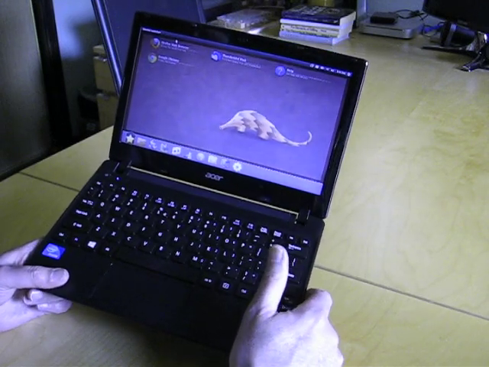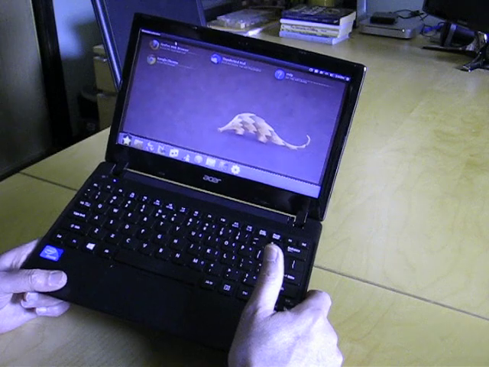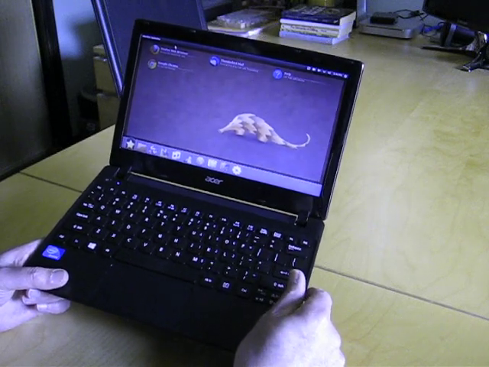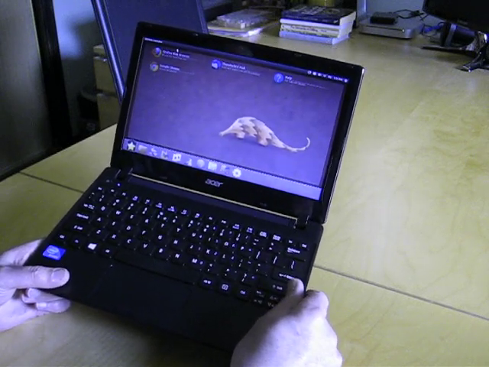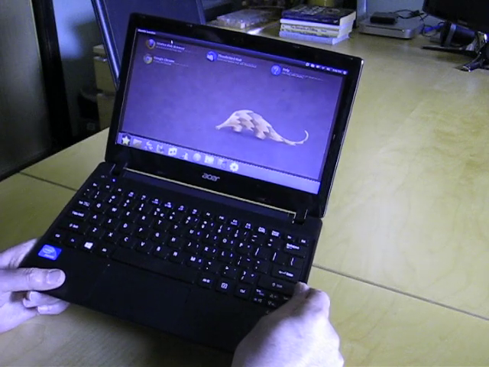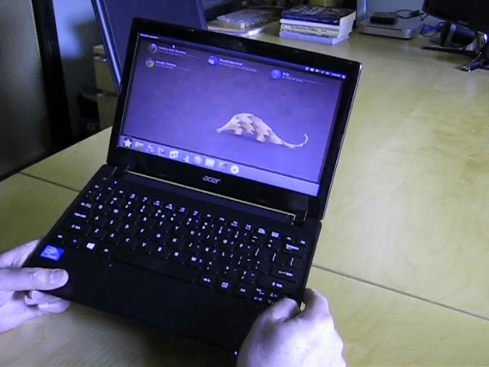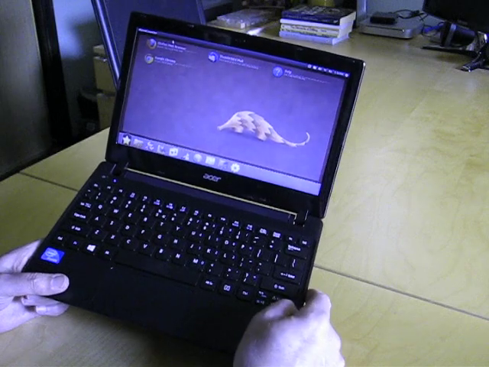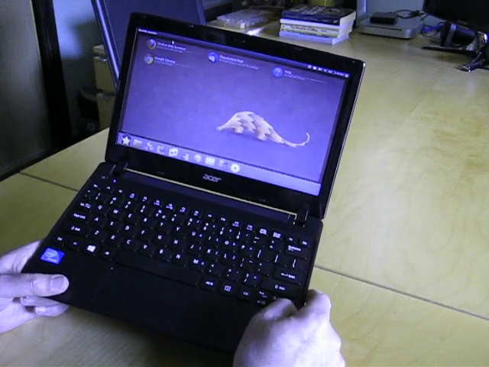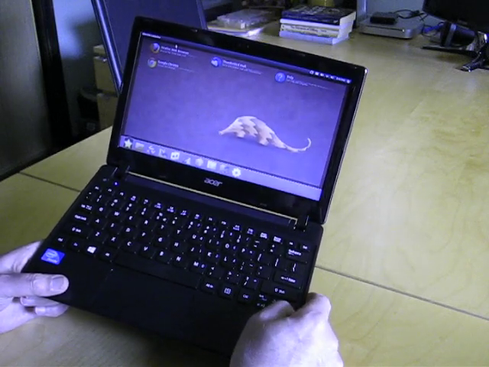At $330, this makes an excellent choice for a school deployment. It works perfectly with UberMix out of the box. No customizations are required. All in all, I think this may well be the best all-around small and inexpensive laptop for deployment in schools. Definitely worthy of your consideration.